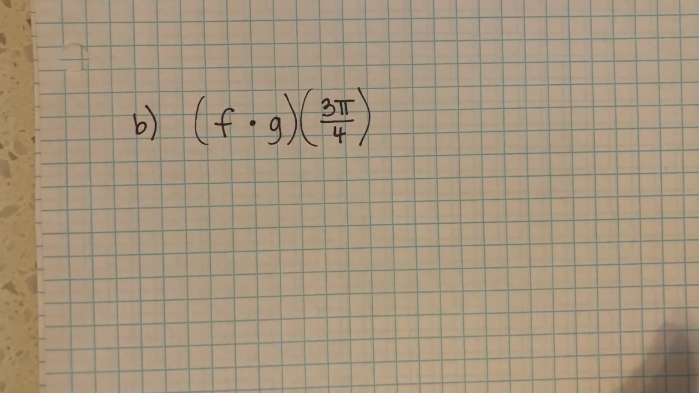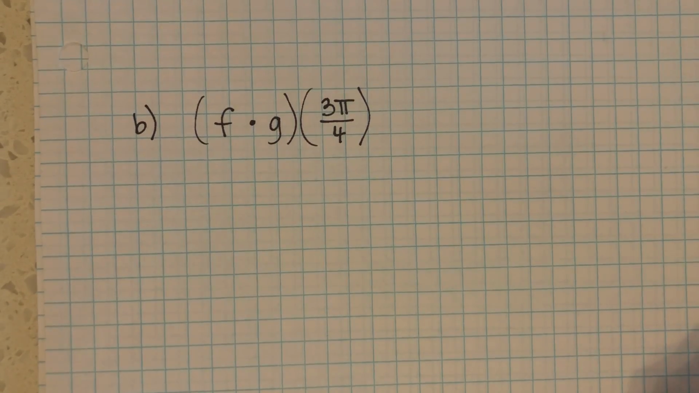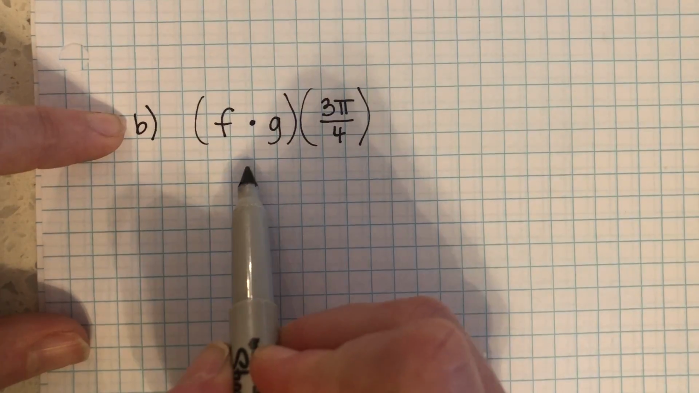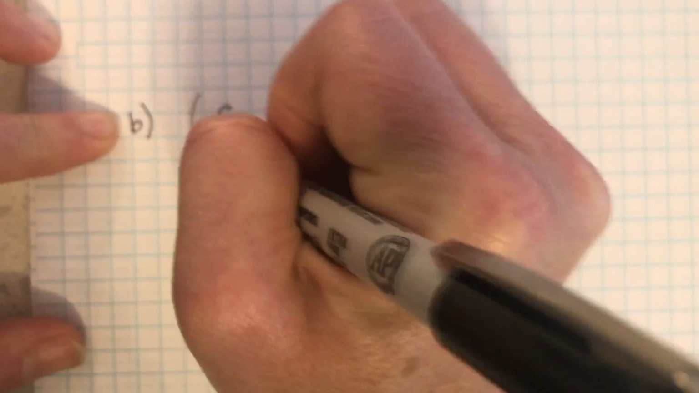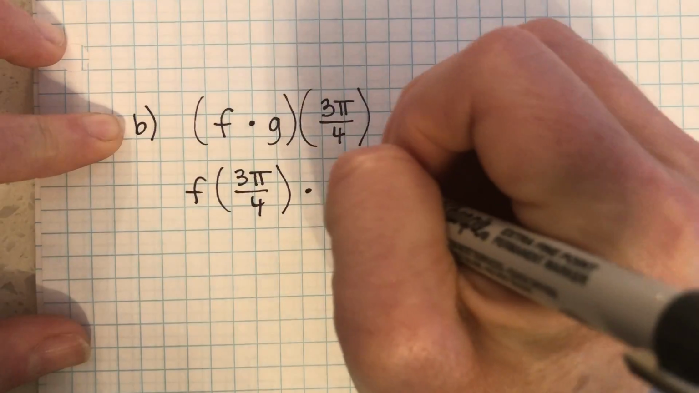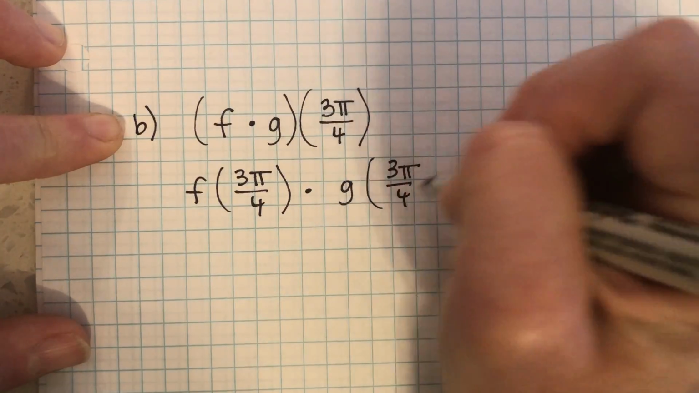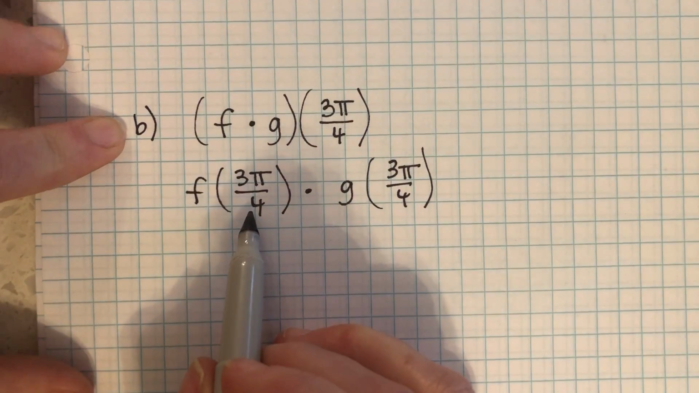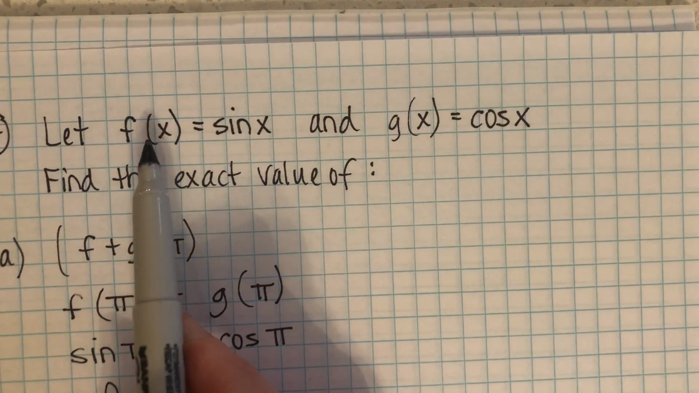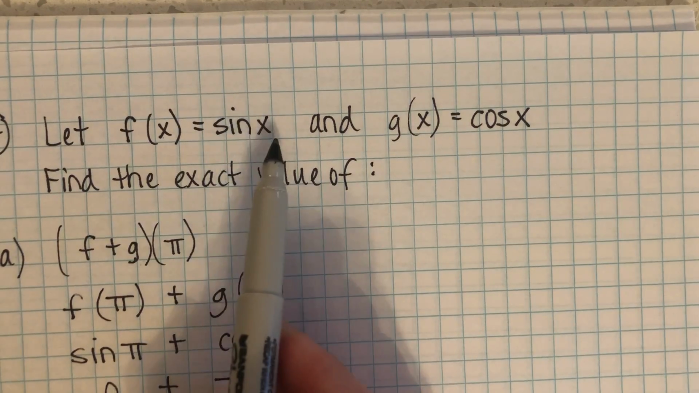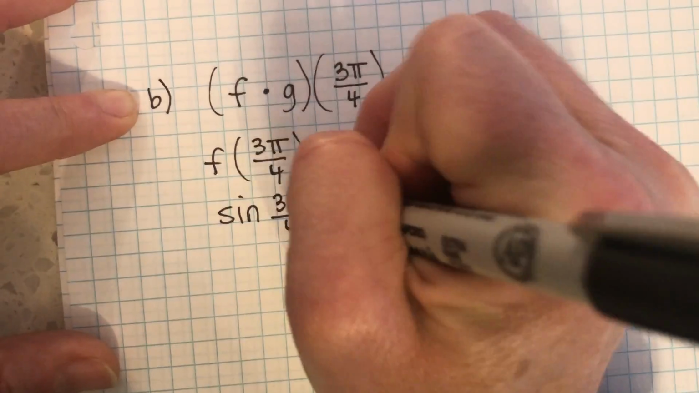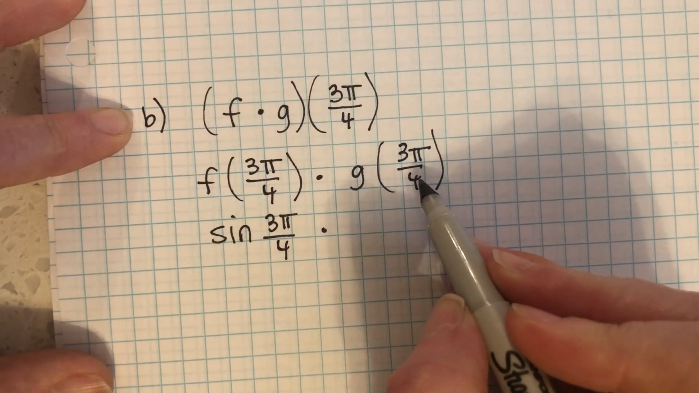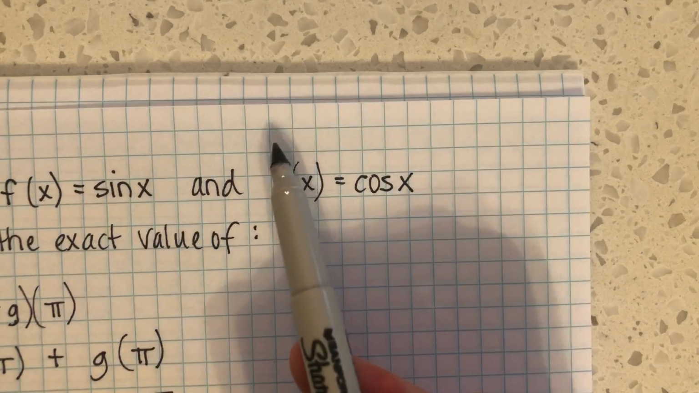What about f times g of 3 pi over 4? So really they're asking you to multiply these functions together, or to multiply these values together. So I like to separate it. You're really finding f of 3 pi over 4 and multiplying it with g of 3 pi over 4. So let's do this one first. f of 3 pi over 4 means you're plugging 3 pi over 4 into the sine function. So that's the sine of 3 pi over 4. And then you're going to multiply that with g of 3 pi over 4, which means you're plugging 3 pi over 4 into g, so you're finding the cosine of 3 pi over 4.